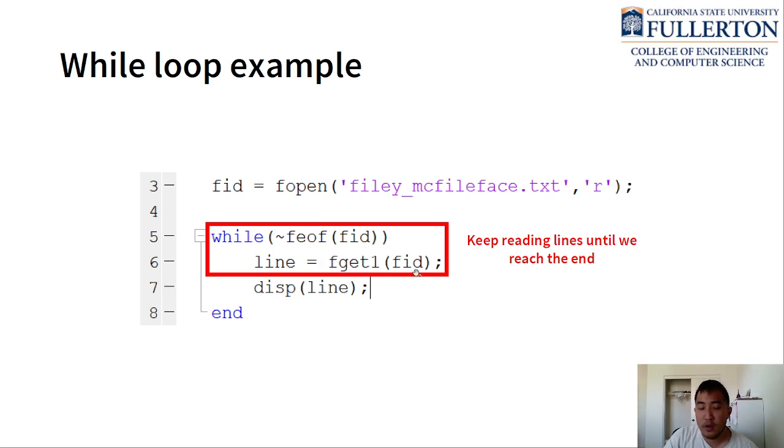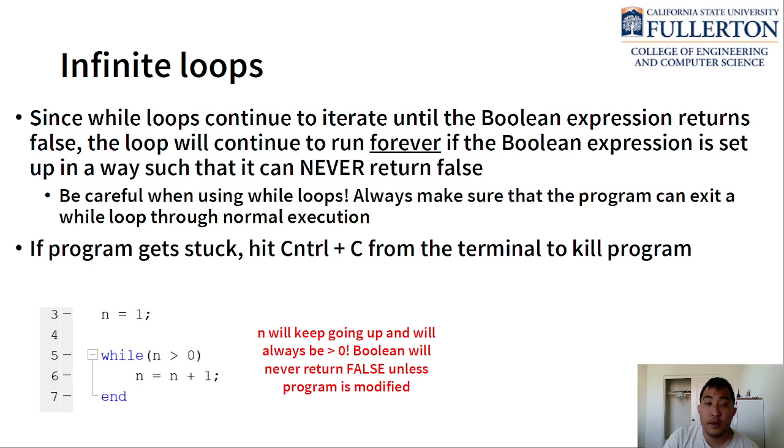What this code does is get the next line and then check to see what the next line is. If there's nothing left, then we exit the loop. But as long as there are still lines remaining to be read in the file, we're going to keep repeating this until we reach the end. That's a fairly common example of a while loop that you'll see quite a lot.